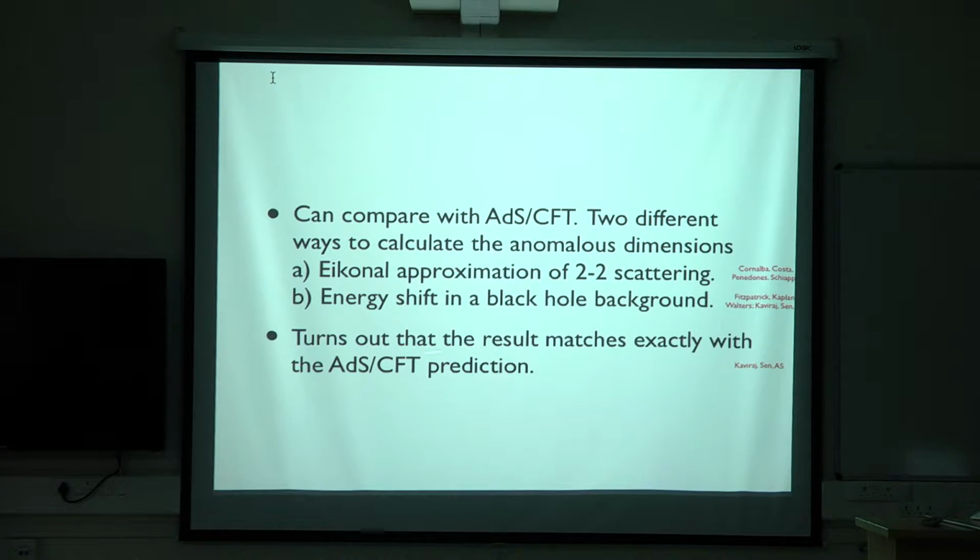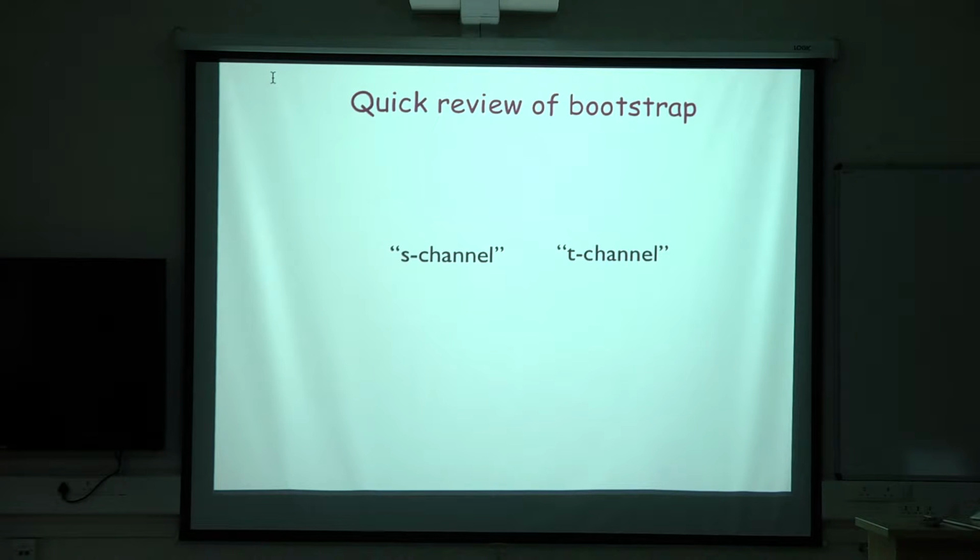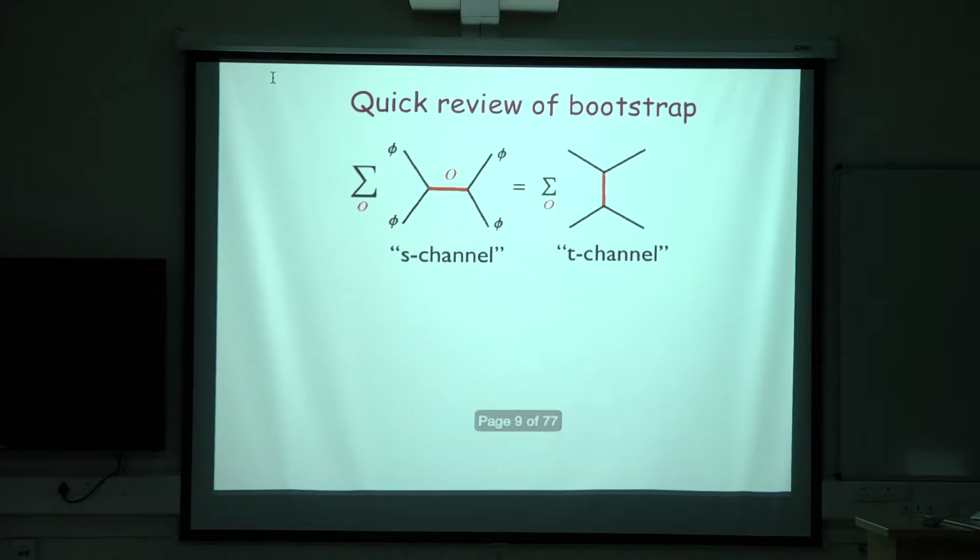Okay. So it turns out that the result matches exactly with the holographic calculation on the gravity side. Let me just quickly review the bootstrap so that we are on the same page. There are two sides to the bootstrap equation, sometimes referred to as the S channel and the T channel.